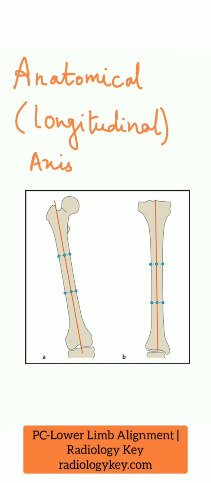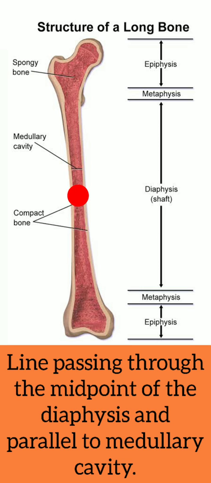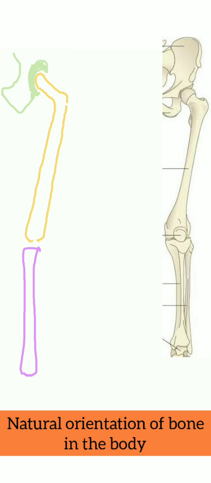We will learn about tibiofemoral alignment and weight-bearing forces. There are a few parameters we have to know to understand alignment of different structures, starting with the anatomical or longitudinal axis. It is a line passing through the midpoint of the diaphysis and parallel to the medullary cavity. It helps us to understand the natural orientation of the bone in the body.